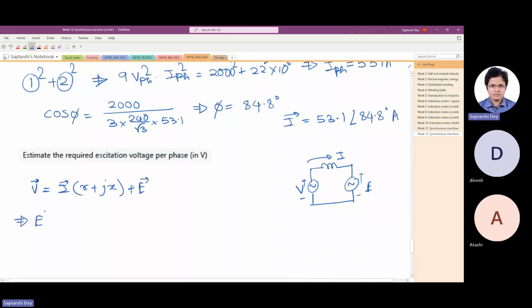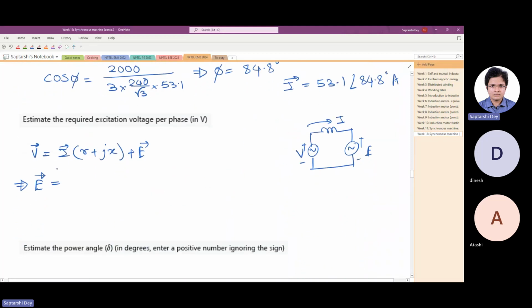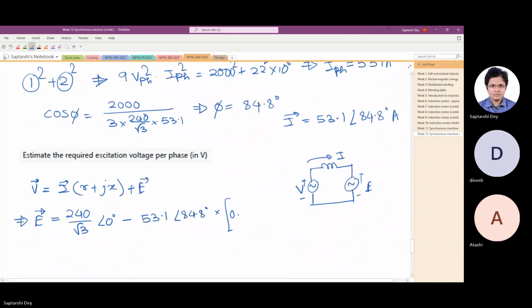You can do it by splitting into sine and cos, or by using a calculator. V is 240 by root 3 angle 0, minus the current 53.1 angle 84.8 degree, times R plus jX, which is given as 0.15 plus j6.4.